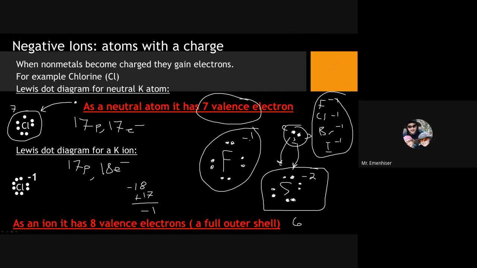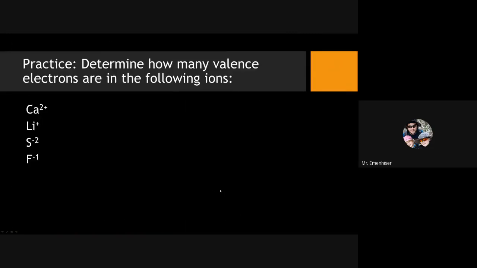Fluorine had 7, it needs 8, so it's a -1. Sulfur has 6, it needs 8, so it grabs 2, so -2 charge. Oxygen will do the same thing as sulfur here. So you can replace that with an O, and that will be the Lewis dot diagram for oxygen. Same thing.